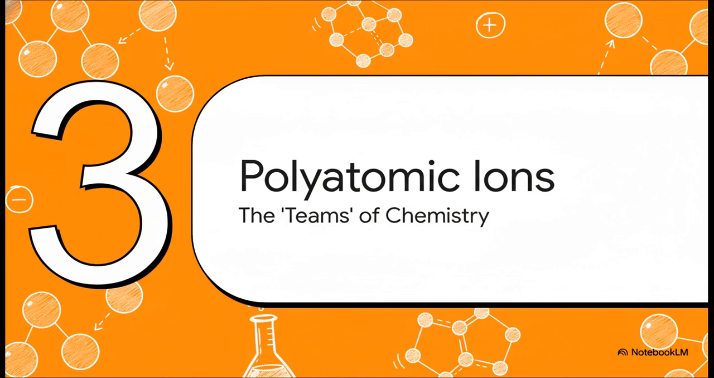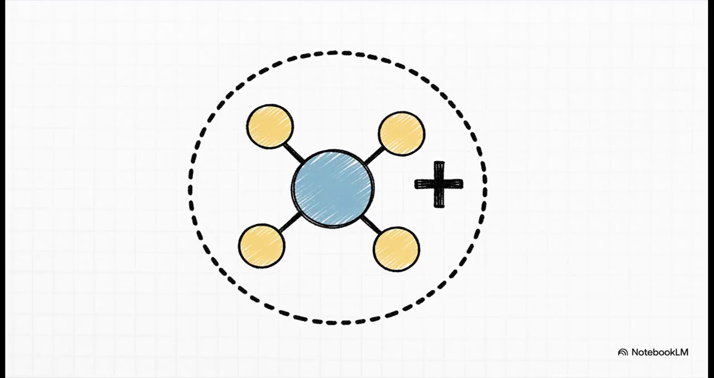All right, you've mastered single ions. Let's level things up a bit. Sometimes atoms get together in groups that act like one single unit with one single charge. Let's meet these teams. The absolute best way to think about polyatomic ions is to see them as a team.